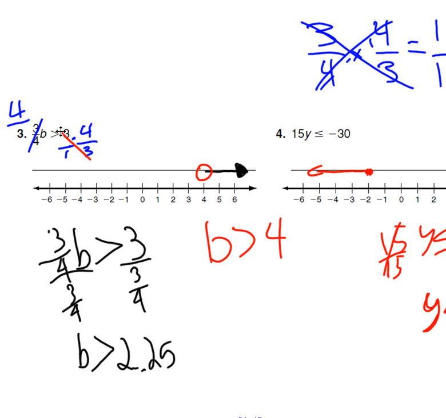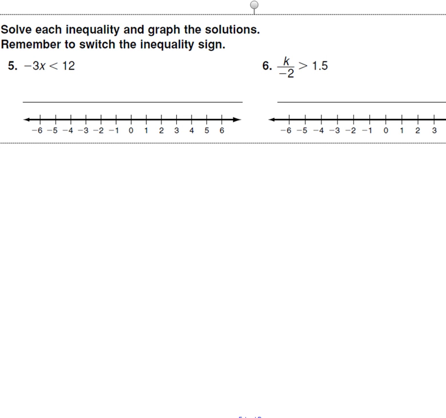There's 4 digits. Can we do 5 and 6? Of course we can do 5 and 6. On your paper.